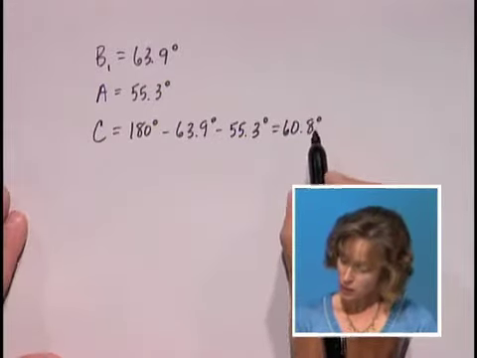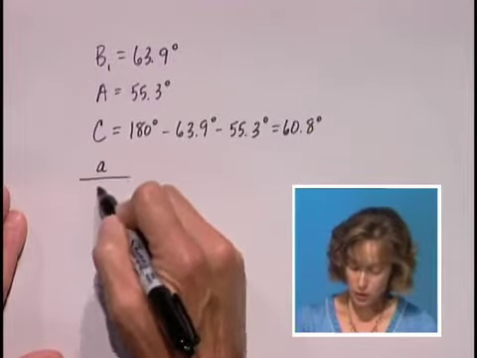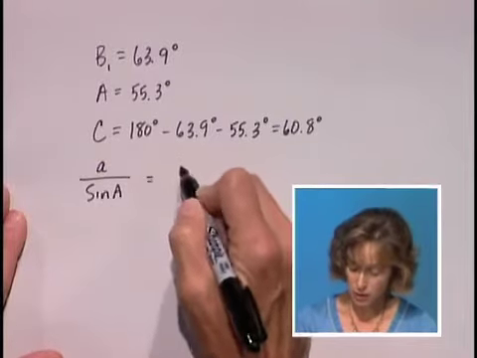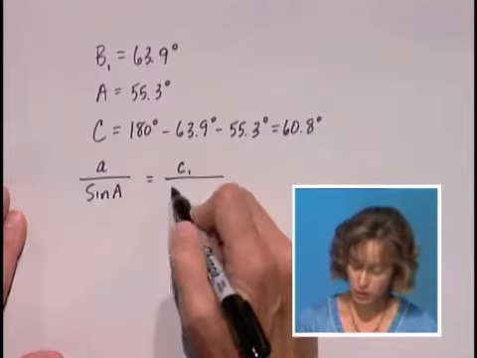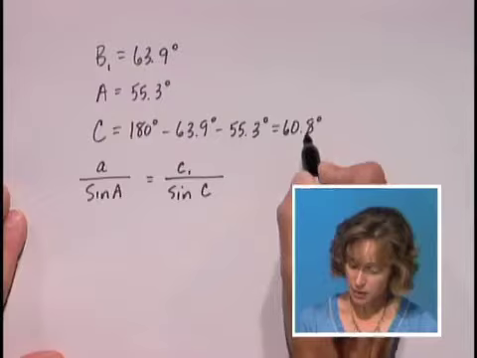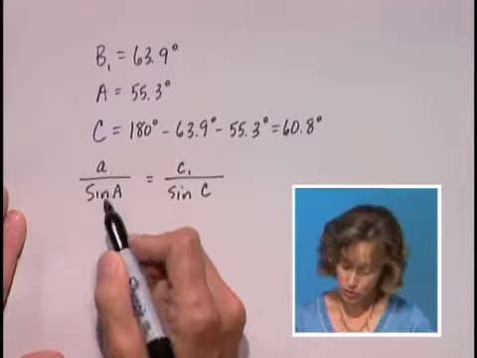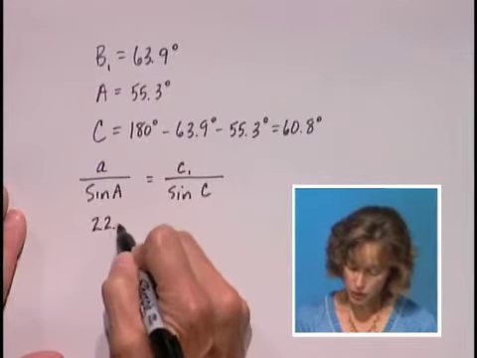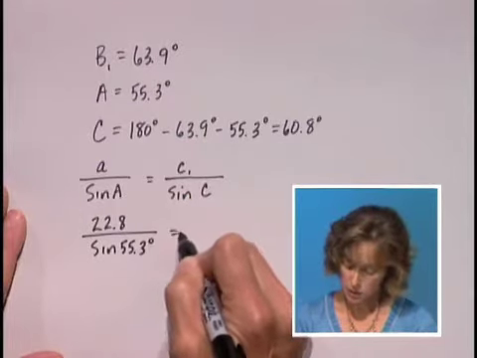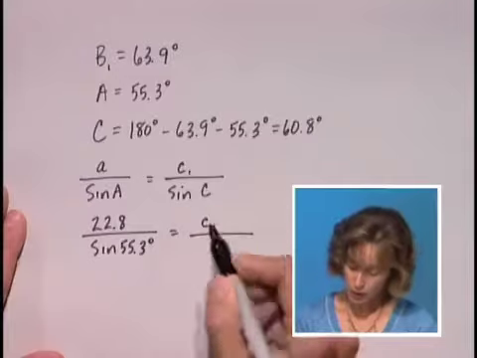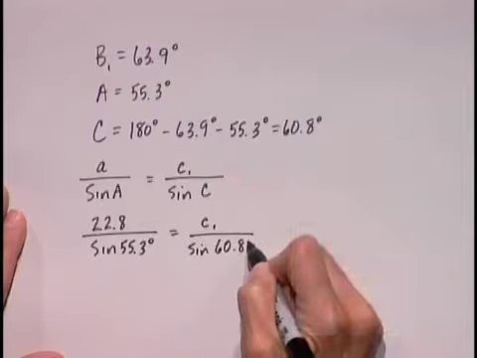Given that angle, I need to find a corresponding side. I'm going to use the law of sines again. A over sine A equals C, the side I'm looking for. Let me call it C1 because it corresponds to B1, over sine of the angle C that I just found. If you look back at the original information, you'll see that side A was 22.8, angle A is 55.3 degrees, side C1 I'm looking for, angle C that corresponds to side C1 is 60.8 degrees.